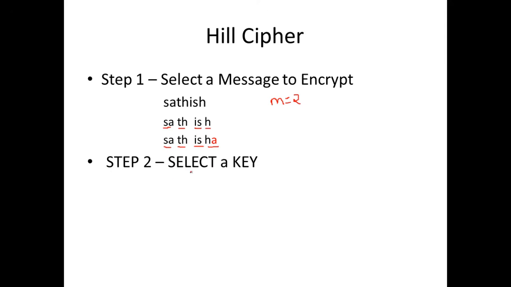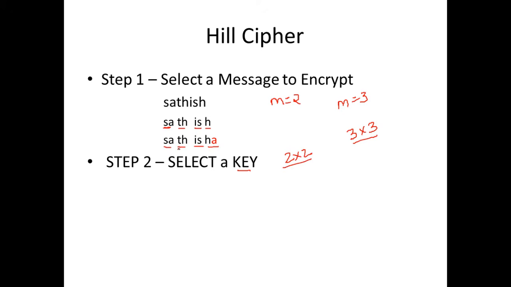We'll go to step two. We have to select a key. Here there is a strategy for selecting a key. The key is a square matrix. It can be a 2 cross 2 square matrix when m is equal to 2. When you're going to take three consecutive letters, that is when m is equal to 3, you should find a 3 cross 3 square matrix. So your key should be the size of a 2 cross 2 square matrix when you're going to take two characters, and it should be the size of a 3 cross 3 square matrix when you're going to take three characters at a time and convert it.